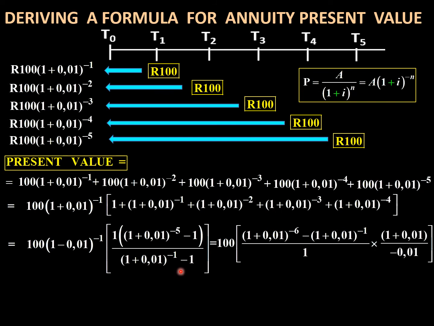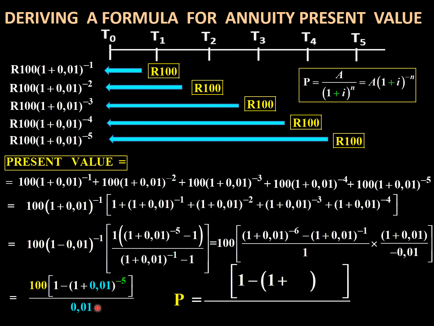So that can be written as, if I simplify this, this is the value that I get here. And if I simplify this further, there's the 100. I eventually end up with this here. Now we can generalize. That 100 becomes my X value. That 0,01 becomes my i value. And I have another 0,01, and that 5 becomes my n.